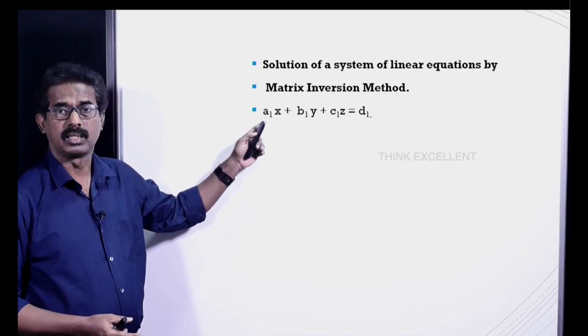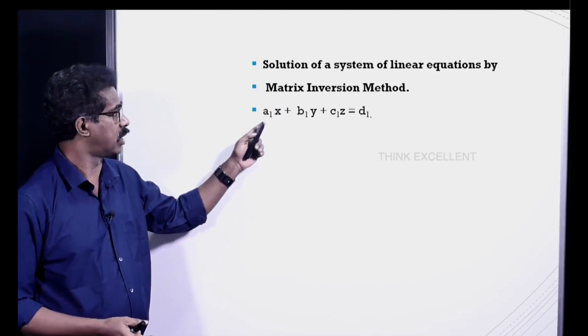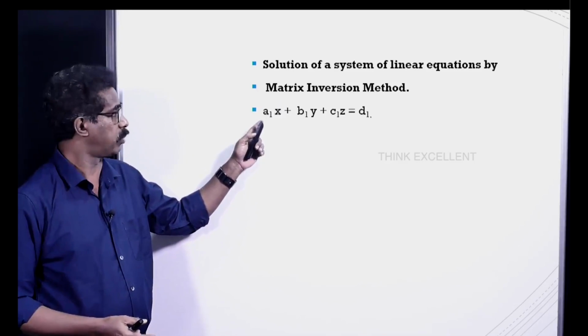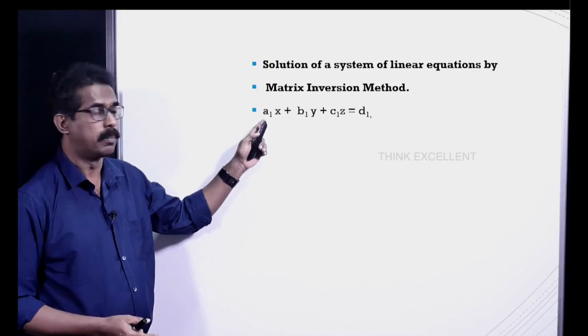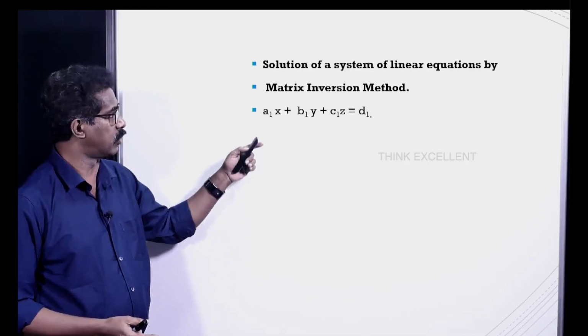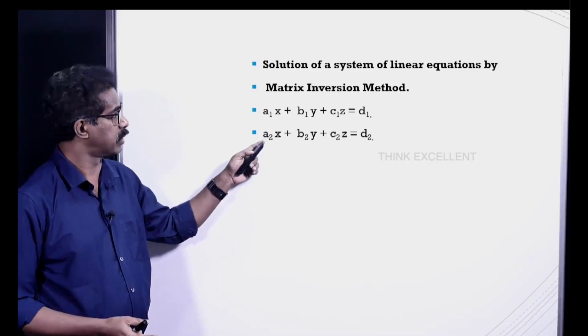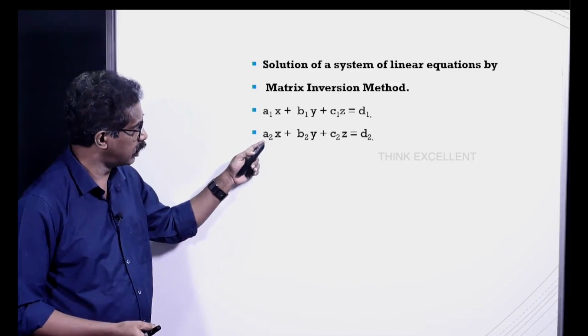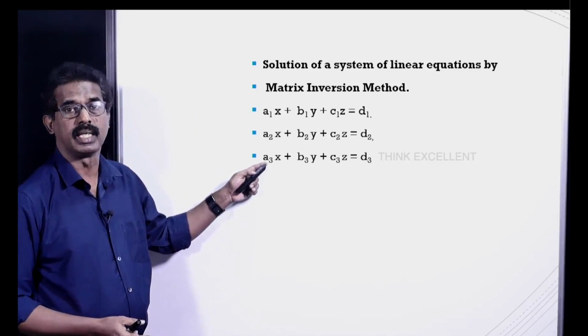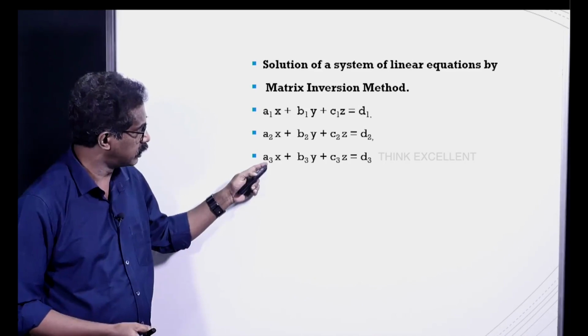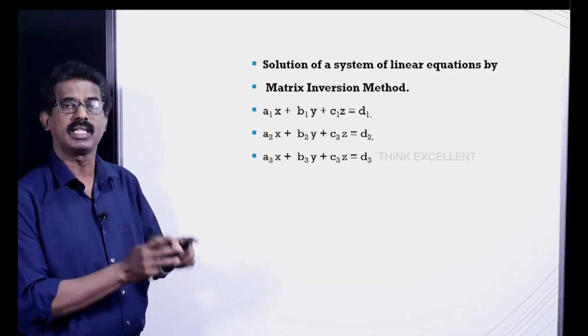I am going to teach 3 by 3. So x, y, z are 3 variables. There are 3 equations they give. First equation is a1x plus b1y plus c1z equal to d1. Second equation a2x plus b2y plus c2z equal to d2. And the third equation a3x plus b3y plus c3z equal to d3. So these are the 3 equations.